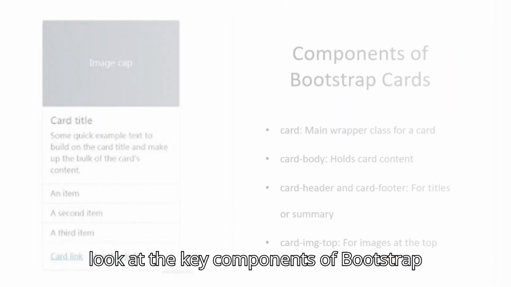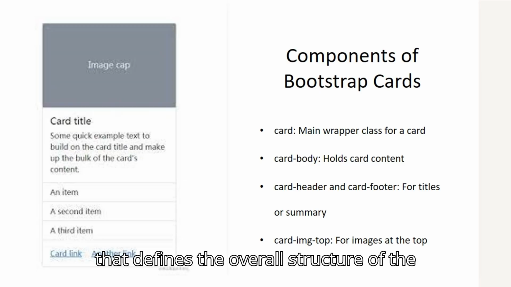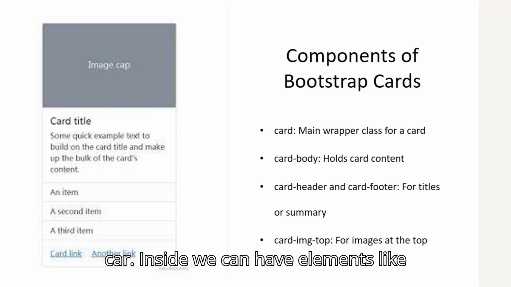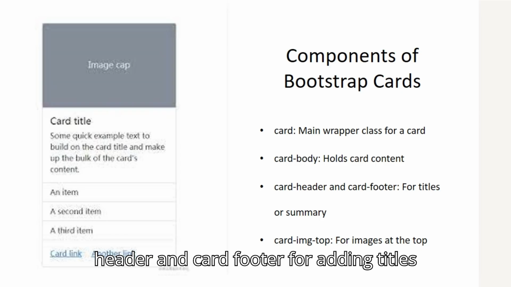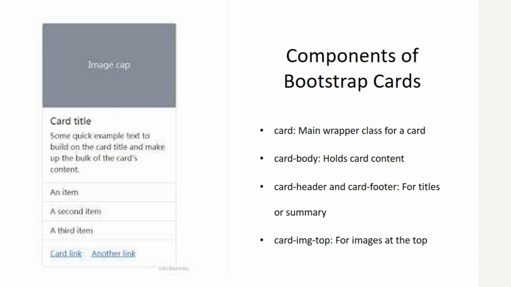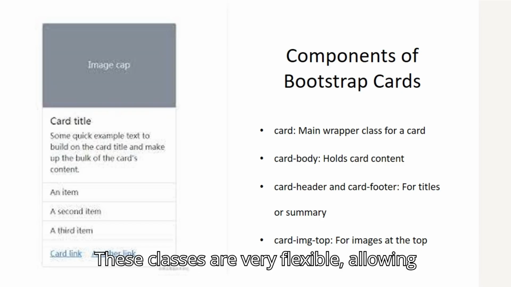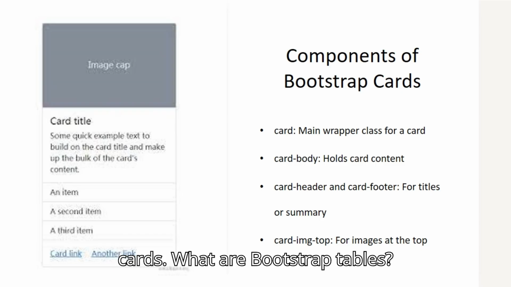Bootstrap card components. Here is a quick look at the key components of a Bootstrap card. The card class is the main wrapper that defines the overall structure of the card. Inside we can have elements like card-body for the main content, card-header and card-footer for adding titles or footers, and card-img-top for placing an image at the top. These classes are very flexible, allowing us to create both simple and complex cards.